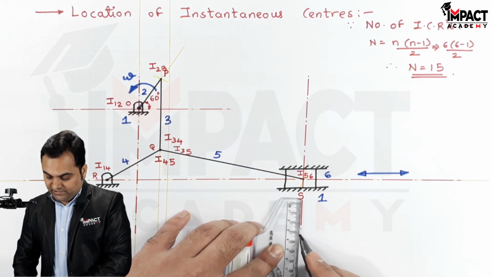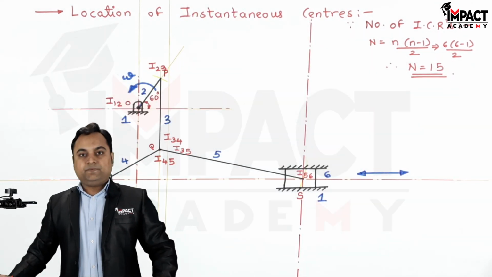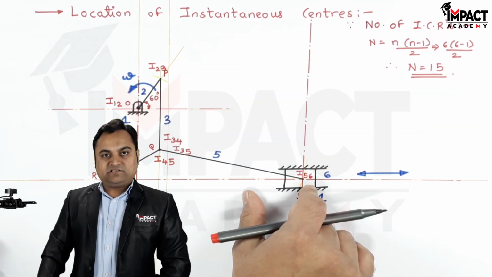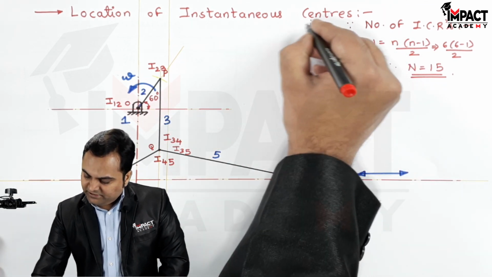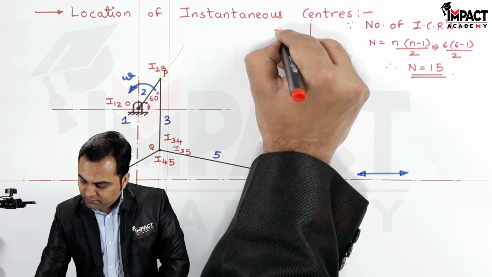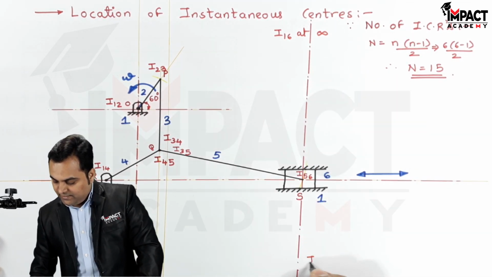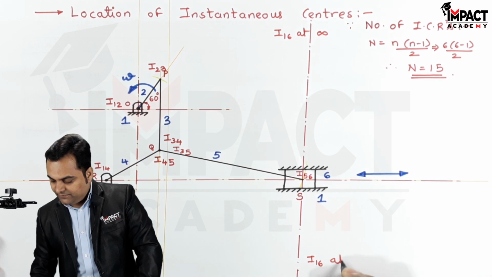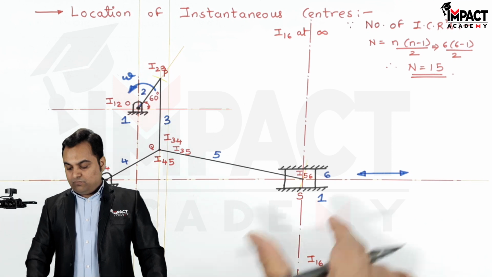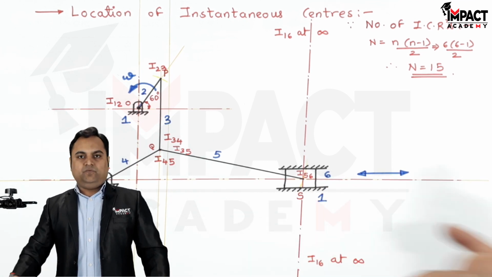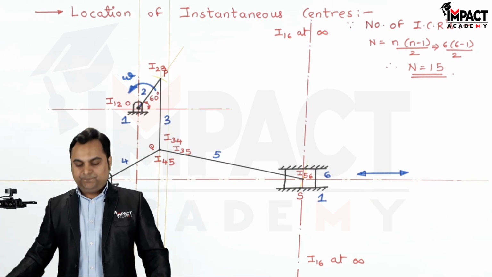So the slider is sliding with respect to the fixed link, and since the slider is sliding at an infinite radius, I am writing here that it is I16, which is at infinity. I16 at infinity. Since the slider is moving on a curved path which has an infinite radius, that is basically the sliding motion.